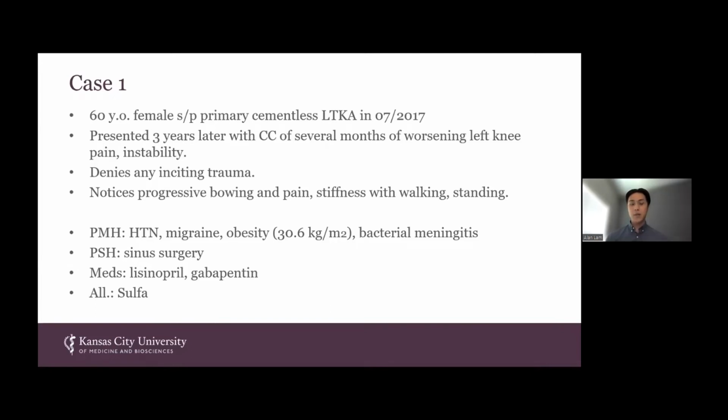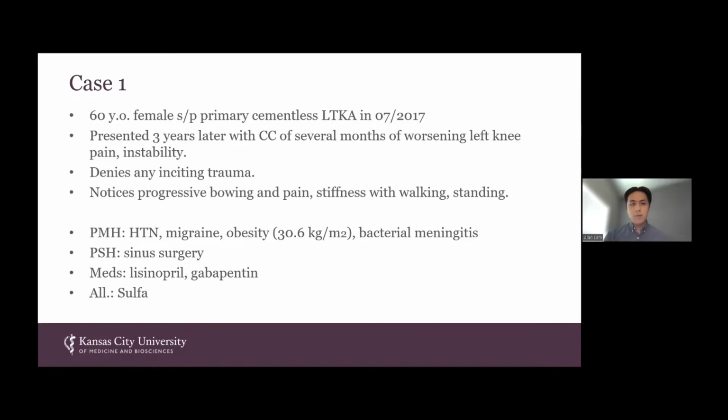Her past medical history includes hypertension, migraine, obesity, as well as an episode of bacterial meningitis that occurred in early 2020, the year that she came in. However, that was resolved well with an ENT physician, and she eventually needed sinus surgery. But she had been cleared before coming into clinic after that episode. For her medications, she takes lisinopril and gabapentin for the hypertension and migraine respectively. And for allergies, she has allergies to sulfa.